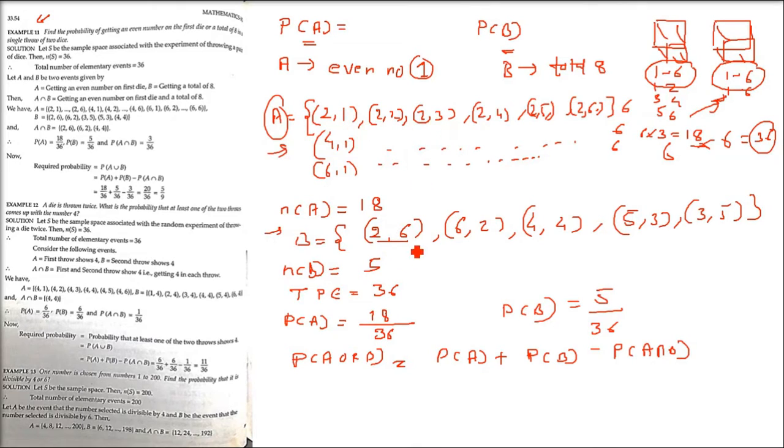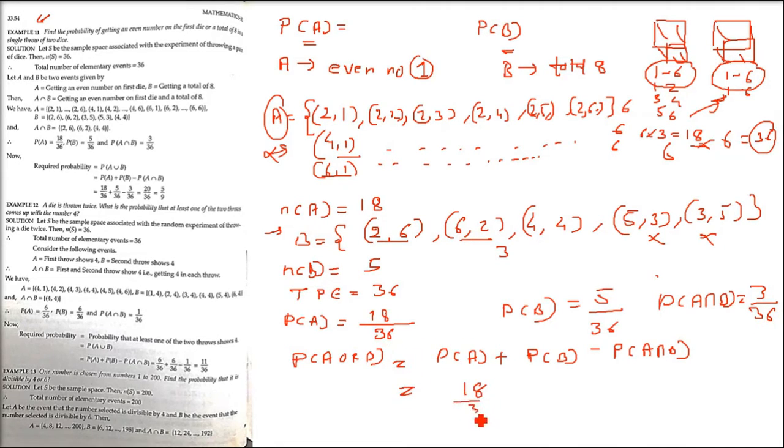You have to see 2,6, 6,2, 4,4, 5,3, 3,5, whether it exists in A or not. Or you see whatever both A and B contain. 5,3 and 3,5 you won't find, because the first number cannot be an odd number. Only 3 are possible. So the intersection is only 3. So the probability of A intersection B is going to be: 3 is the favorable cases, those which are common in both sets. Total number of cases is 36.